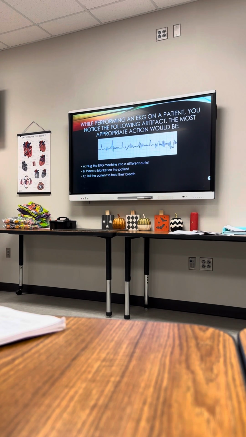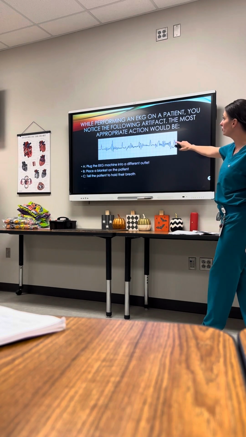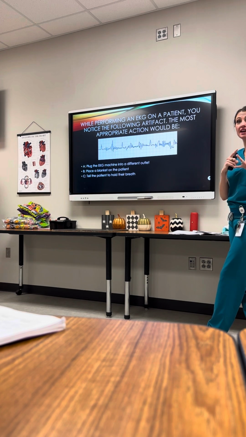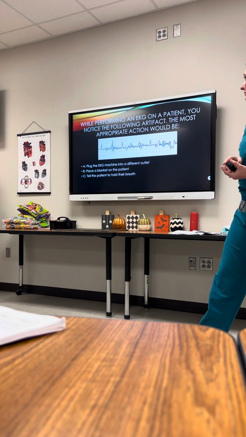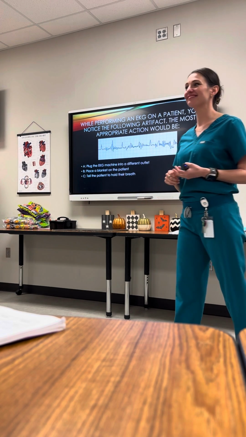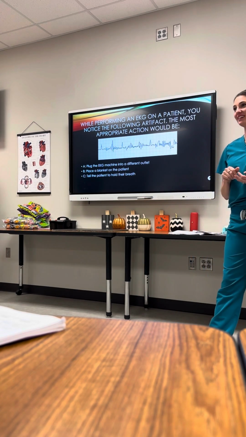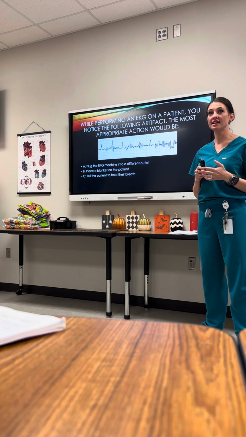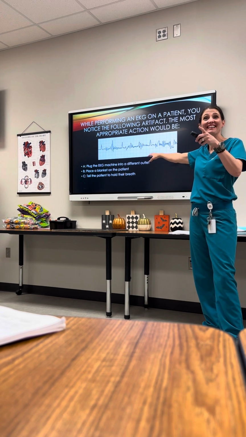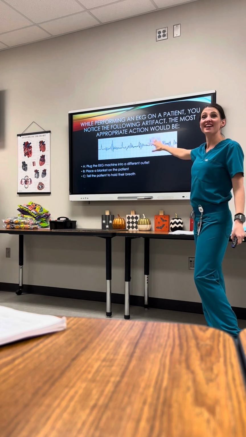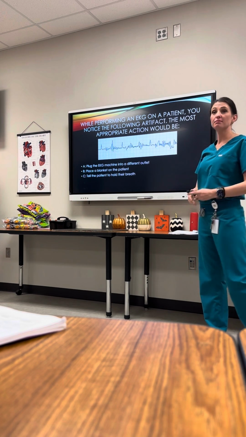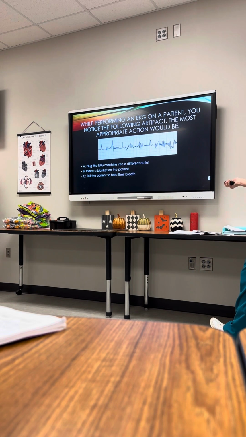While performing an EKG on a patient, you notice the following artifacts. The most appropriate action would be, what are we gonna do? So what type of artifact is this and how do I fix it? Okay? C. I like what I'm seeing. Very good. Yes, B is your correct answer here. What type of artifact are we looking at? Somatic. Very chaotic. All right, so this is muscle movement from the patient. An option would be placing a blanket, okay, to help calm them or still them.